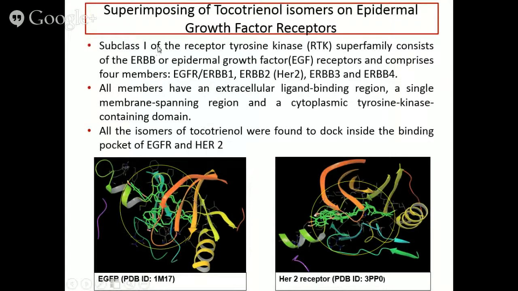This picture shows that at the EGFR level, at the binding site, all the isomers of tocotrienol, alpha, beta, delta, gamma, are superimposing on the site. And in this picture we also see in HER2 that the tocotrienol isomers, alpha, beta, gamma, delta, are also superimposing at the site itself.